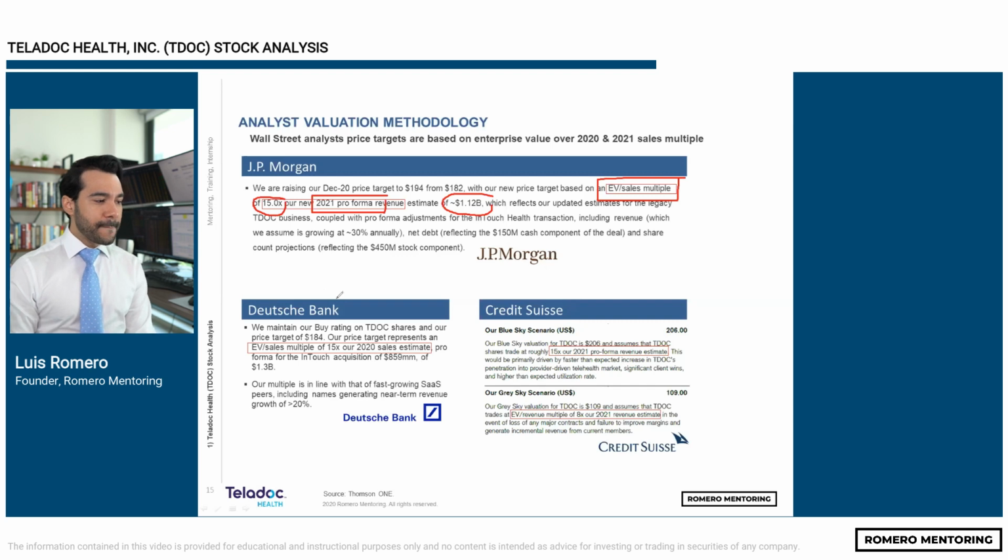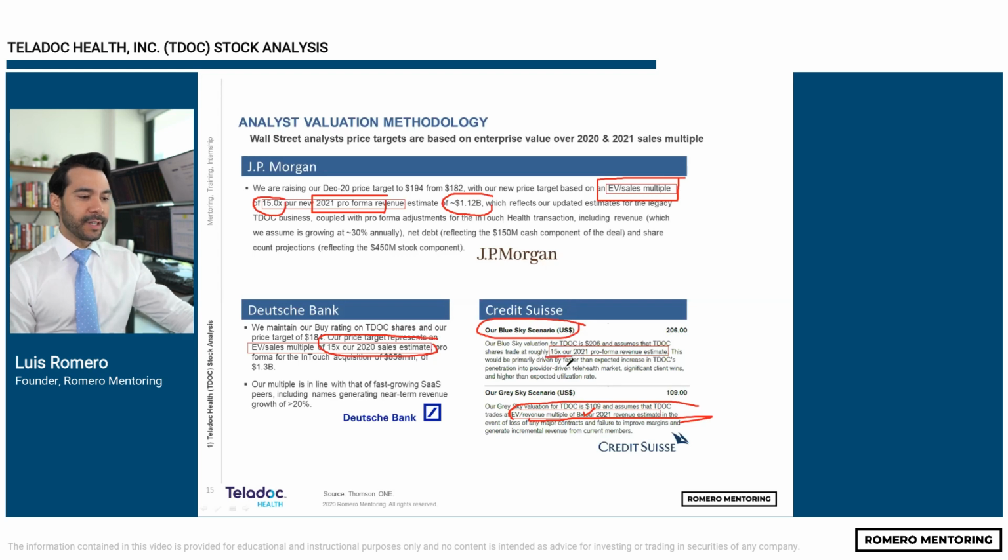What about Deutsche Bank? Deutsche Bank, same methodology that they're applying. EV over sales, a 15 times multiple, but instead of 2021, they're applying it to 2020 sales. Okay, fair enough. Then if you look at Credit Suisse, same methodology. They're looking at EV over sales. You can see here, this is their gray sky scenario. EV over sales, 8 times multiple. This is more of their bear case. And then they have their blue sky scenario, where they're applying a 15 times EV over sales multiple to 2021 revenue.